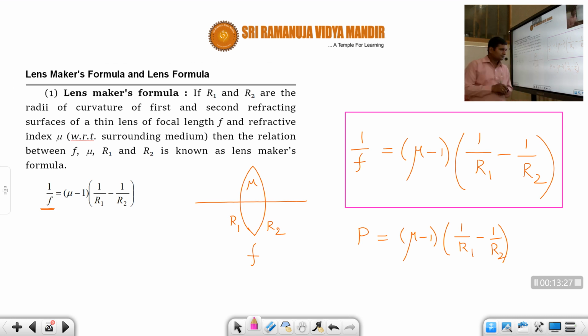Okay, students. So this formula I told you to learn by heart. I hope you have learned it by heart. So what is the formula, students? 1 by f is equal to mu minus 1 times of 1 by r1 minus 1 by r2, where f is called the focal length of the lens. Mu is called the refractive index of the lens, r1 is the radius of curvature of the first surface, and r2 is the radius of curvature of the second surface. And of course, these values you should substitute with sign convention.